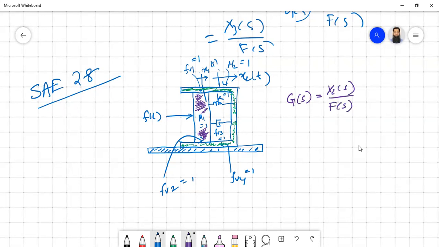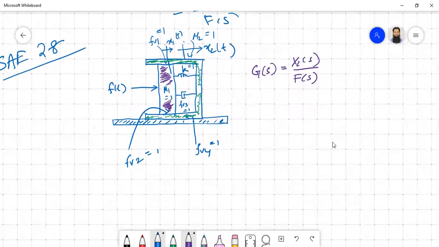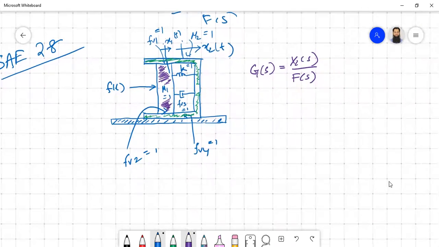Okay, so this is what we have to find. Just like before, let us write the equation first, then we'll try to go further. The equation for the first mass, or first degree of freedom, or first linearly independent movement, X1. So let us write for the first loop, for M1, using the symbols first, then we'll go for the numerical values.